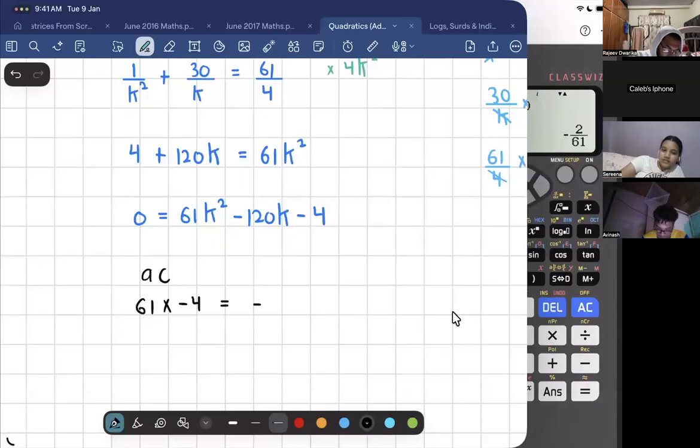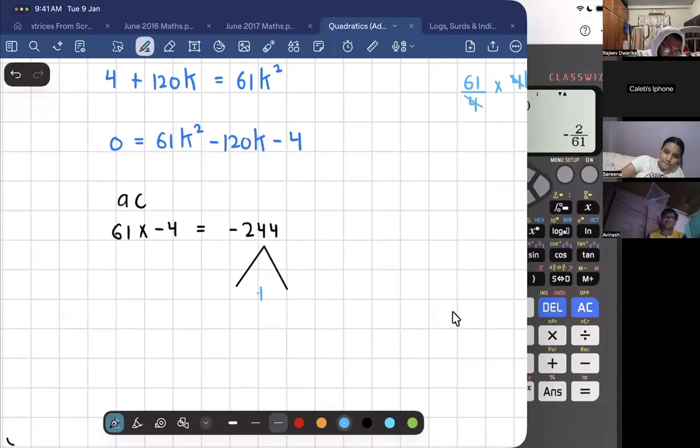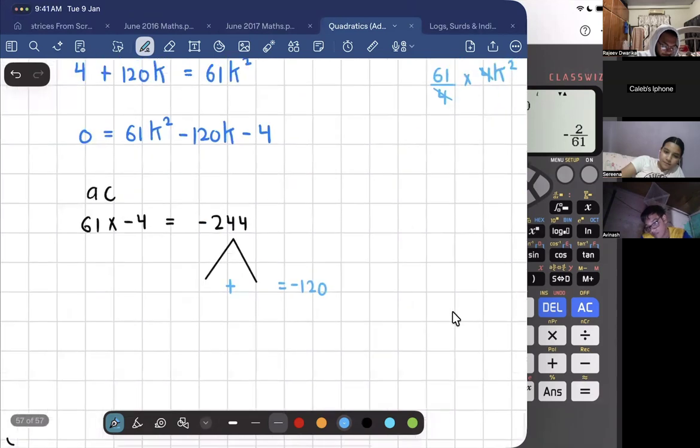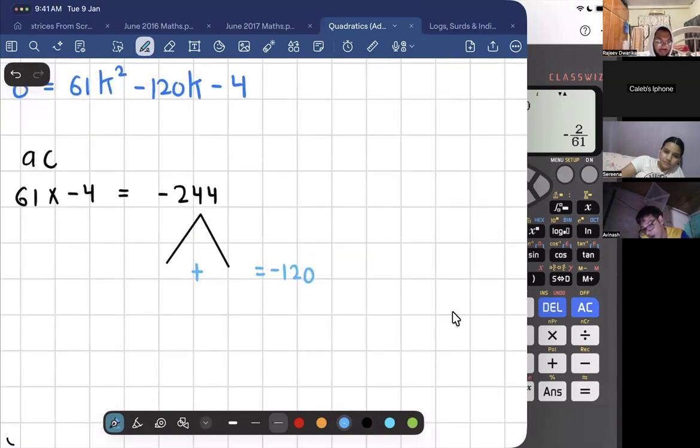-244. And we want to figure out what two numbers would multiply to give that and add to give me -120. This is a serious undertaking. But actually, I've seen it one time. Any of you guys seen it? I don't want to say 24, but I don't know. Nah, not 24.